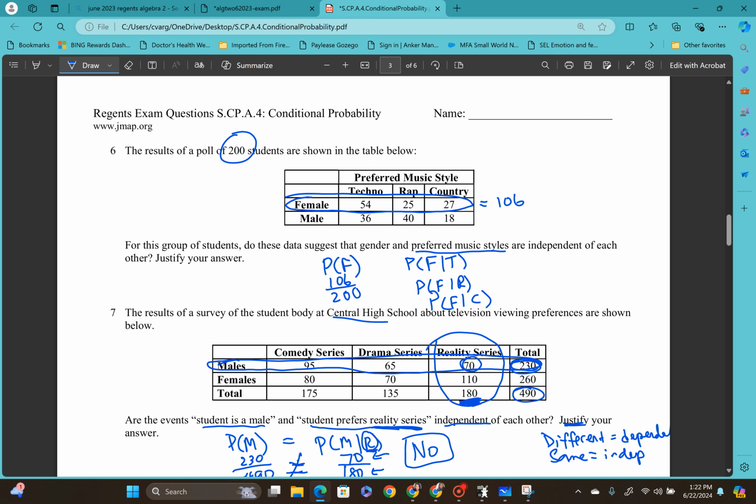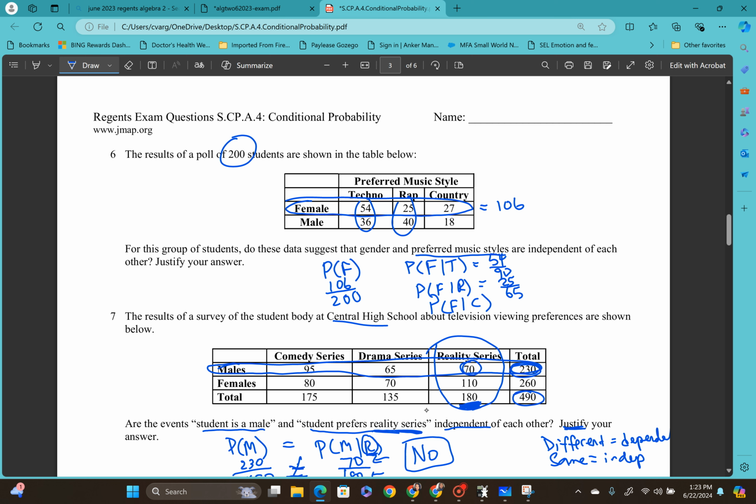Now we have to figure out each of the other ones, right? So female given that they prefer techno. So that's 54 out of the total techno. Total techno is going to be 90. Okay. I want to do the same thing here. Females preferring rap. So females and rap is 25 out of the total rap. Right here, if I add this up, I get 65. Cool. And the last one is females and country is 27 out of straight country. If I add this up, it is going to be 45.